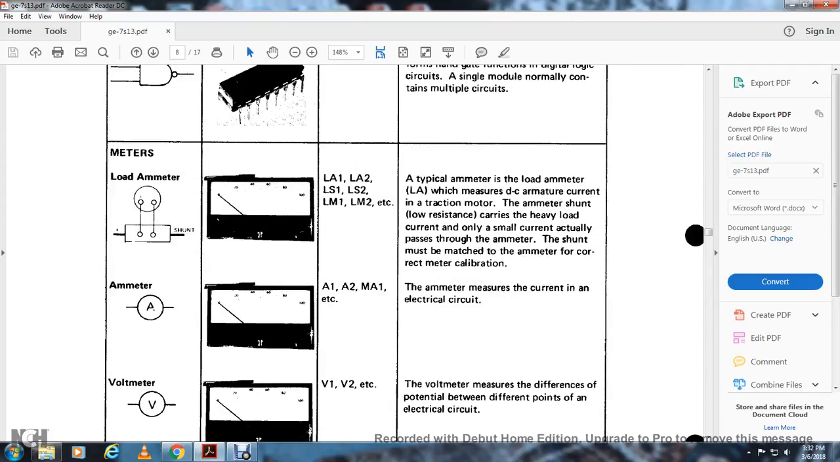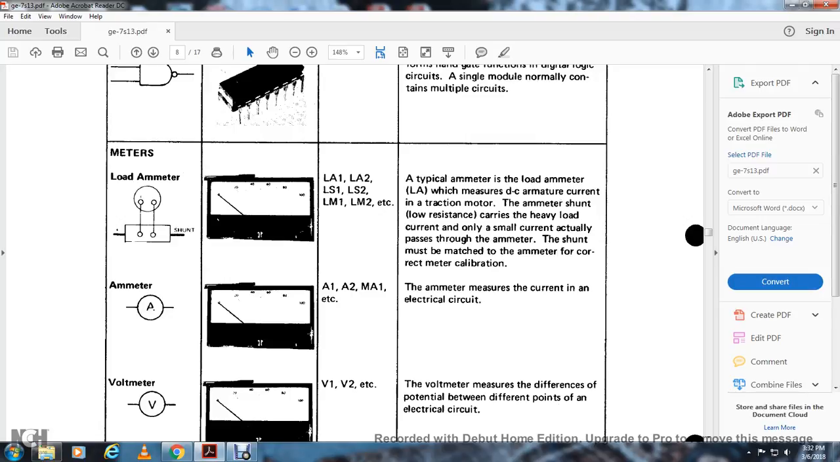Alright, your load ammeter is a square with two circuits going to a circle or a motor, and then it's on a positive and a shunt. The pictorial shows the picture to the right, and then the designations LA1, LA2, LS1, LS2, LM1, LM2, etc. Typical load ammeter measures the DC armature current of a traction motor.